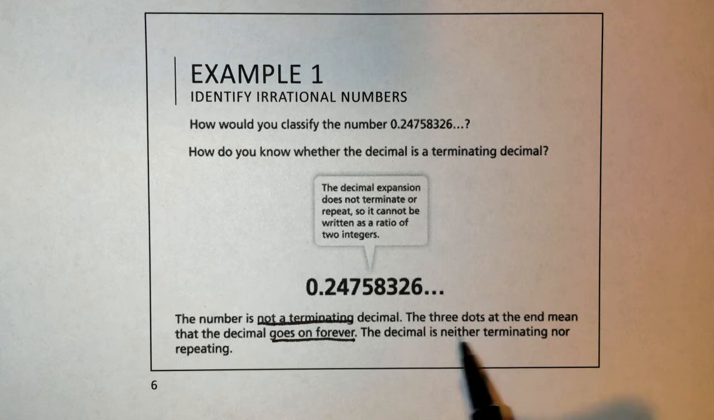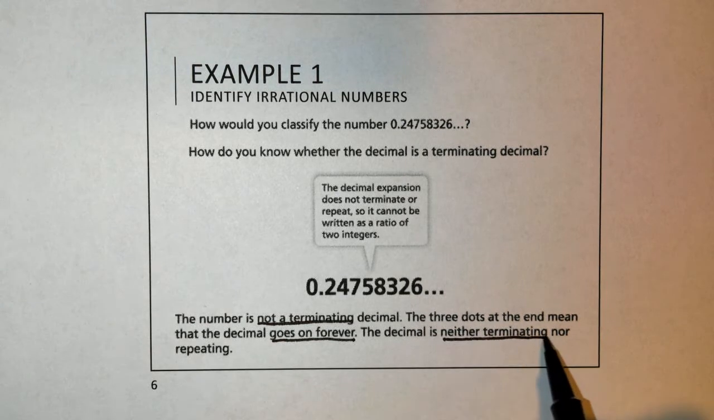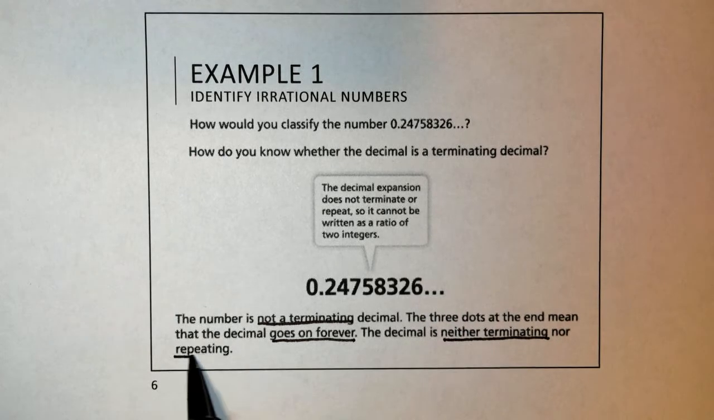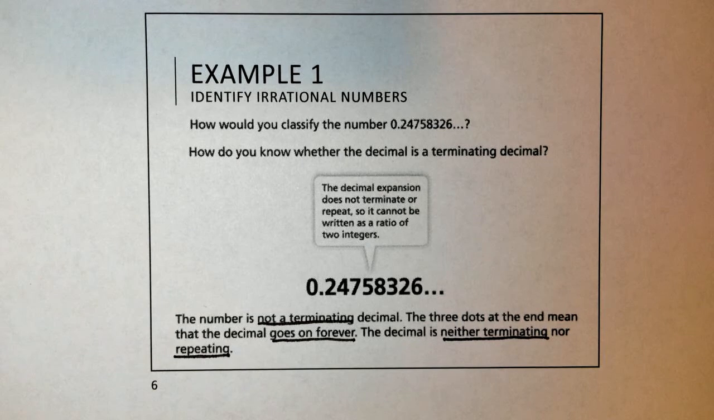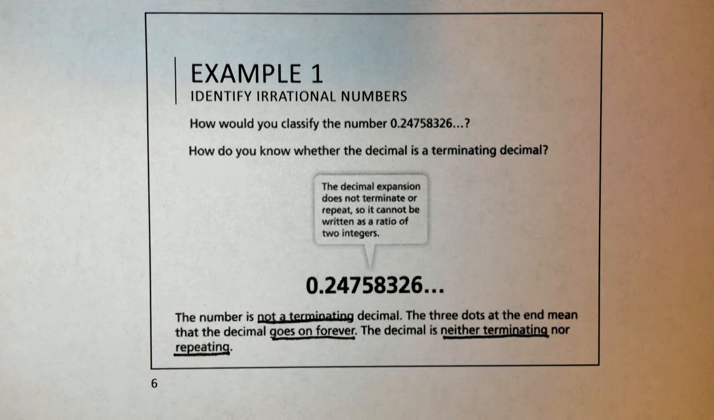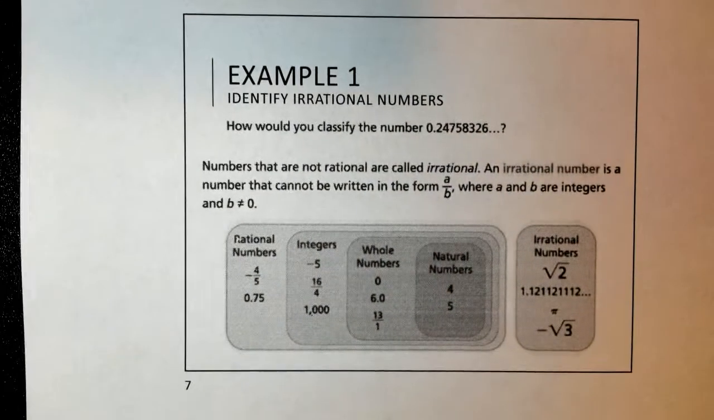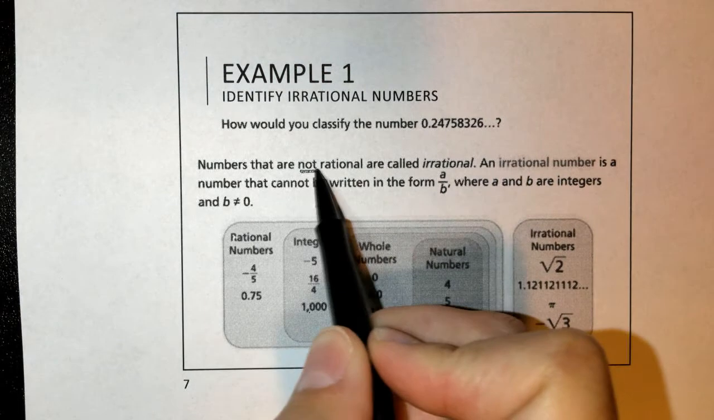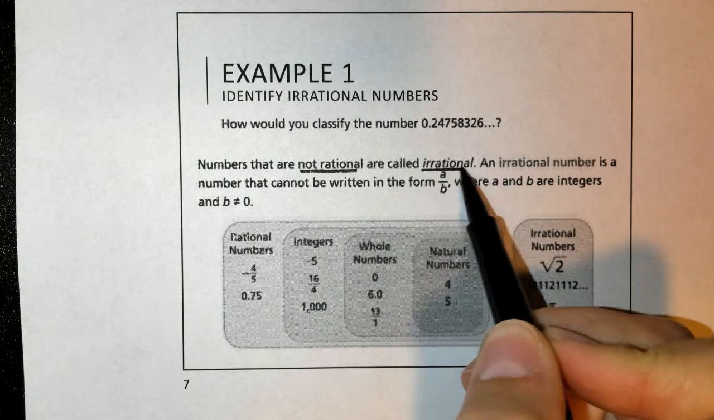So this decimal is neither terminating, so again it doesn't stop because it has those three dots, and it's also not repeating. So what is this number that we have here? We have to classify this number somehow. So that's where we get to this definition of irrational. Numbers that are not rational are called irrational.